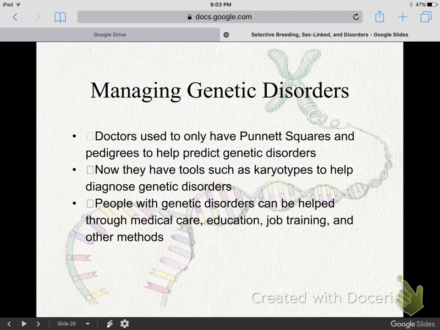So if you have a genetic disorder, there are ways to go about managing that genetic disorder. Doctors will use Punnett squares and pedigree charts to predict genetic disorders. But now they also have more advanced tools like karyotypes to help diagnose genetic disorders. And people that end up with genetic disorders can be helped through medical care. There are programs, there's education, job training, all kinds of stuff that can help them have a normal life.